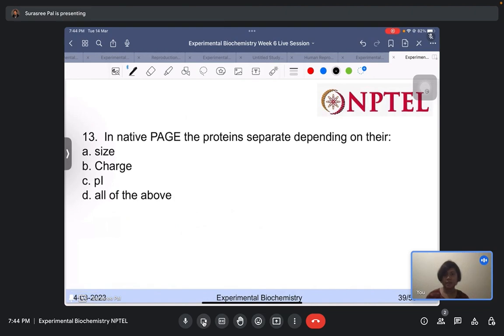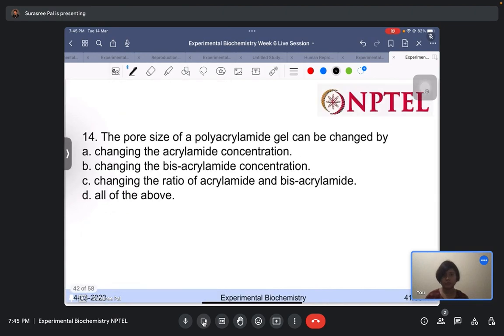How are proteins separated in a native PAGE? The proteins can be separated based on all these factors, that is size, charge and pI. Because there is no SDS, proteins have different charges and their different pI values determine where the proteins will be migrating, and also the size of the protein, which is the molecular weight, which will determine how much friction the protein molecules will face. Next question.